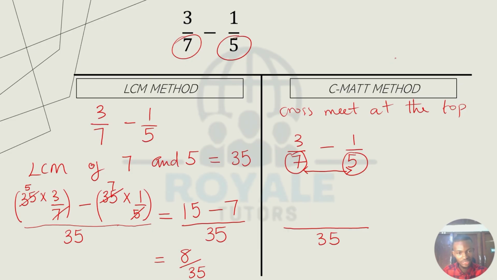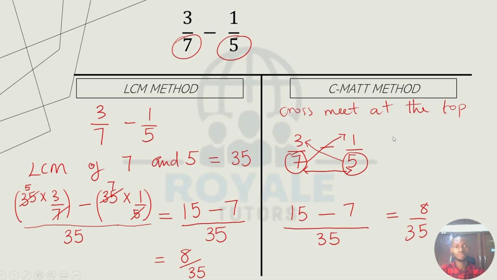Then cross. This 5 crosses to meet this at the top. See this? 5 times 3, we get 15. So you put it here, 15, put the negative sign. Then this 7 crosses to meet this one at the top. 7 times 1 is 7. So our answer becomes 8 over 35. You see that our choice method, which is the CMAT, is quite easy and simpler than the LCM method. However, you need to know the two methods so as to know what to do per time.